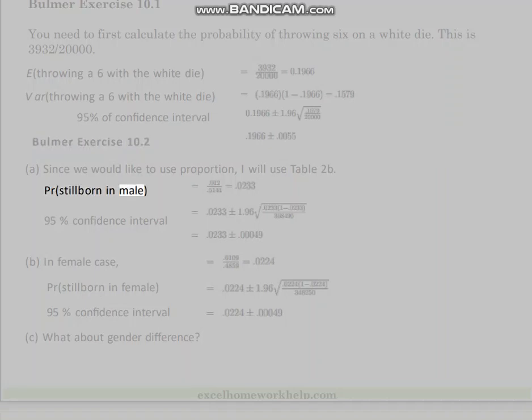Bulmer exercise 10.2. PR, stillborn and male, 95% confidence interval. B, in the female case, PR, stillborn and female, 95% confidence interval. C, what about the gender difference?